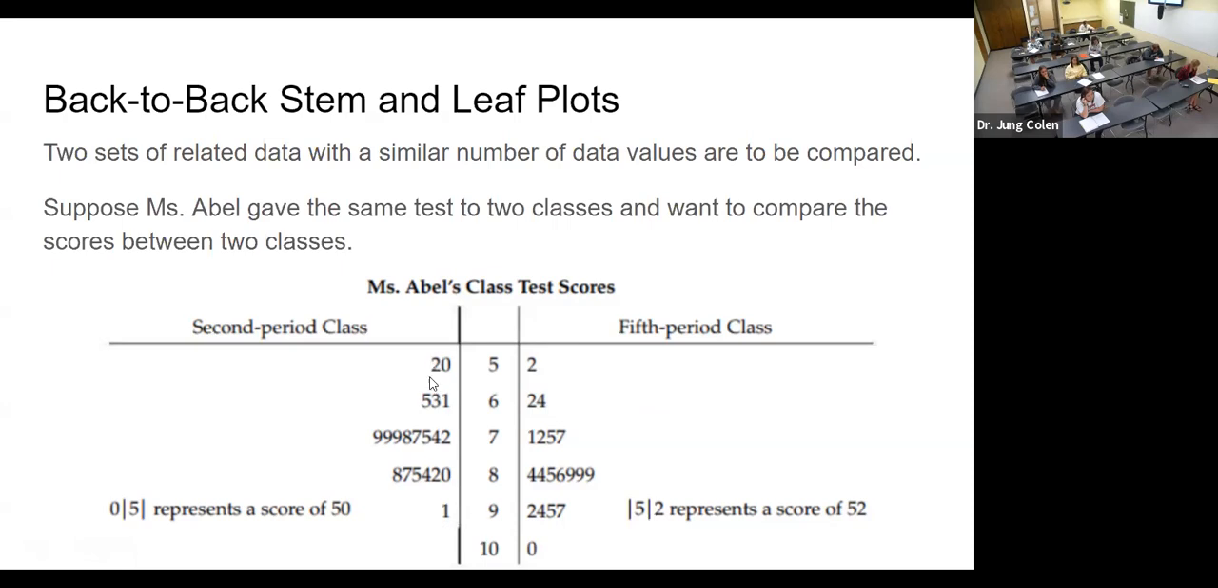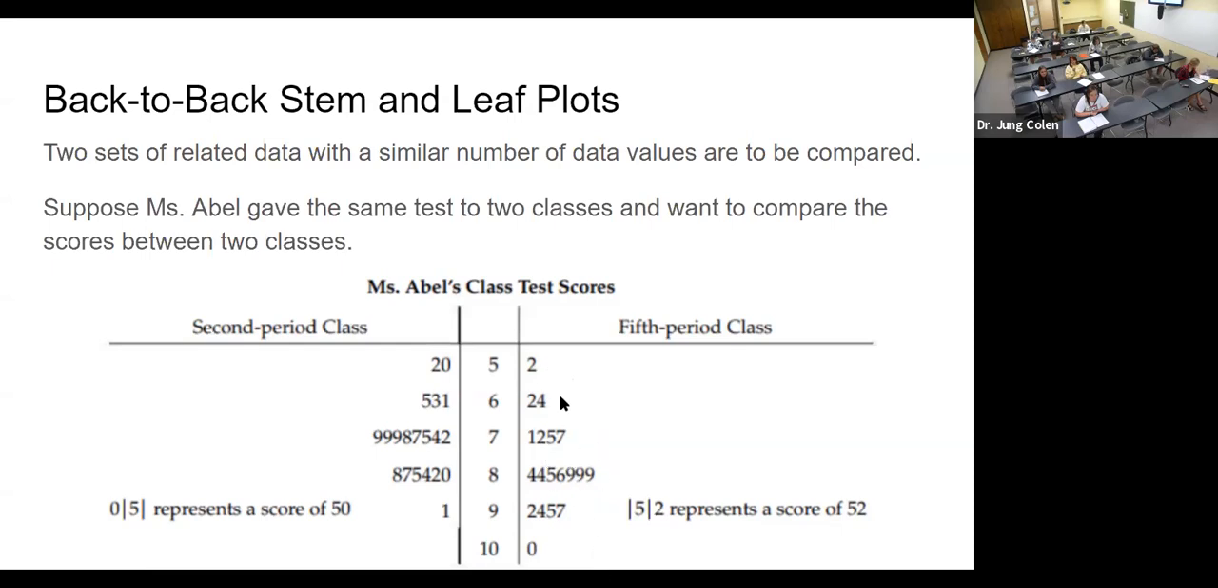How about the range? What's the range in second period class? What's the minimum in second period? 50. What's the maximum? 91. So the difference, 91 minus 50, is 41. 41 is the range. How about in the fifth period? What's the minimum? 52. Maximum? 100. Very good. The 100 minus 52? 78. So we can find the range.